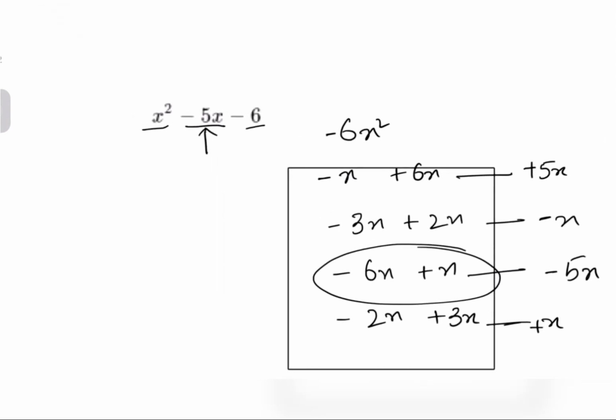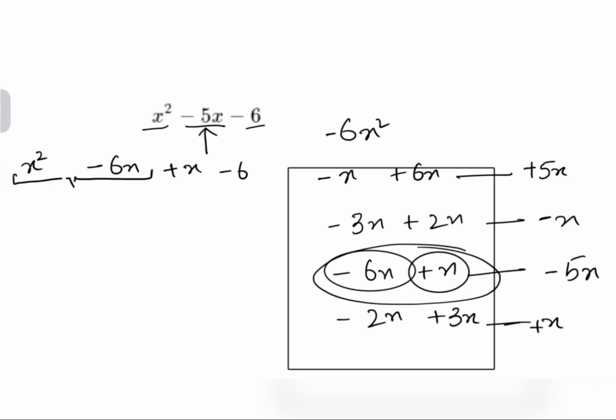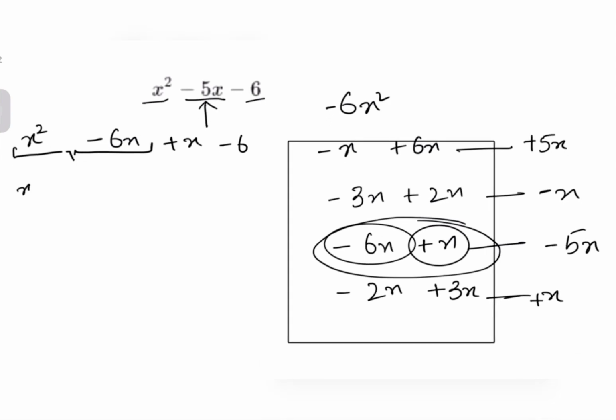Now, we'll proceed. When we rewrite the equation, we'll write the first and last term as they are. But instead of the middle term, that is negative 5x, we'll write the two new terms that we have found: negative 6x and positive x. Now we can see that we can easily take an x common from the first two terms. If we take an x common, x multiplied with x will give us x squared, and x multiplied by negative 6 will give us the second term.